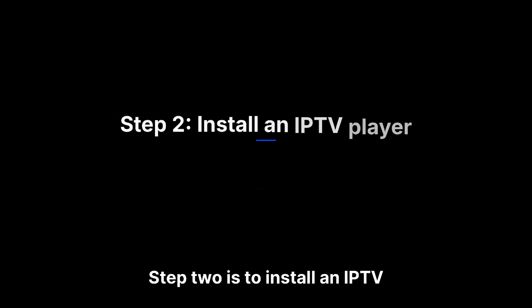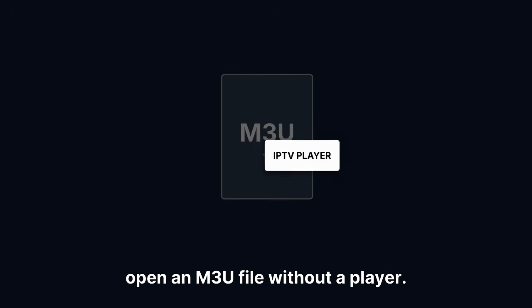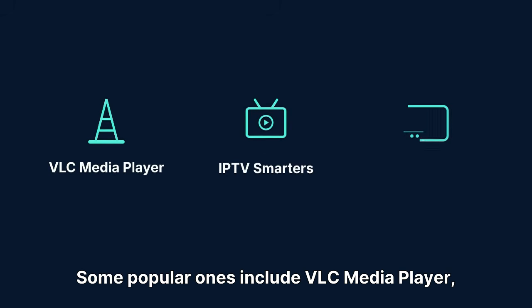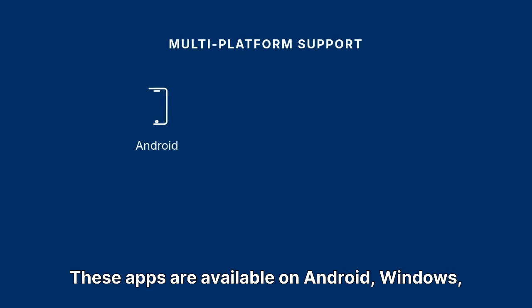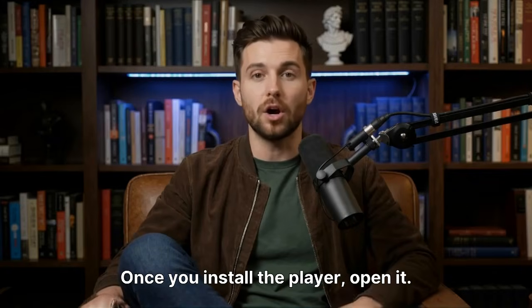Step 2 is to install an IPTV player. This is very important because you cannot open an M3U file without a player. Some popular ones include VLC Media Player, IPTV Smarters, and TVMate. These apps are available on Android, Windows, smart TVs, and even iOS. Once you install the player, open it.